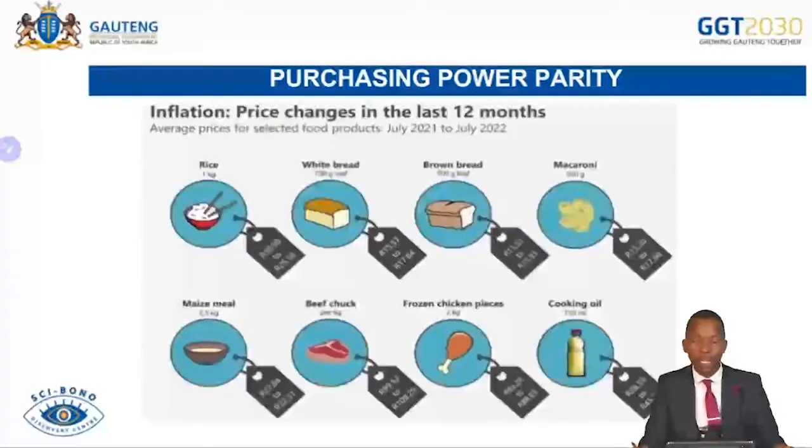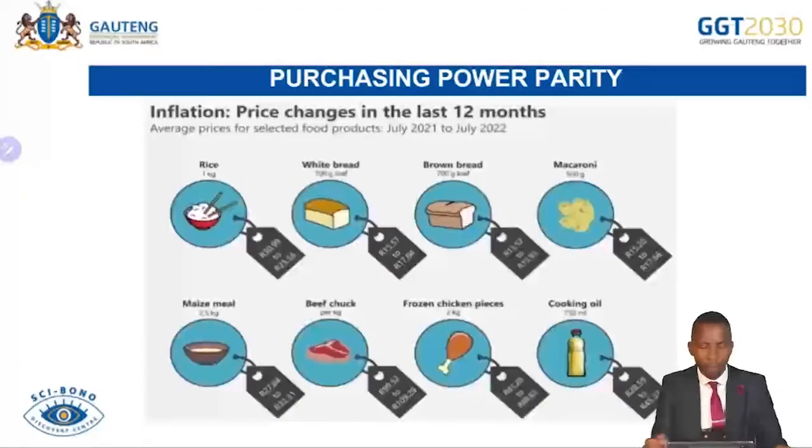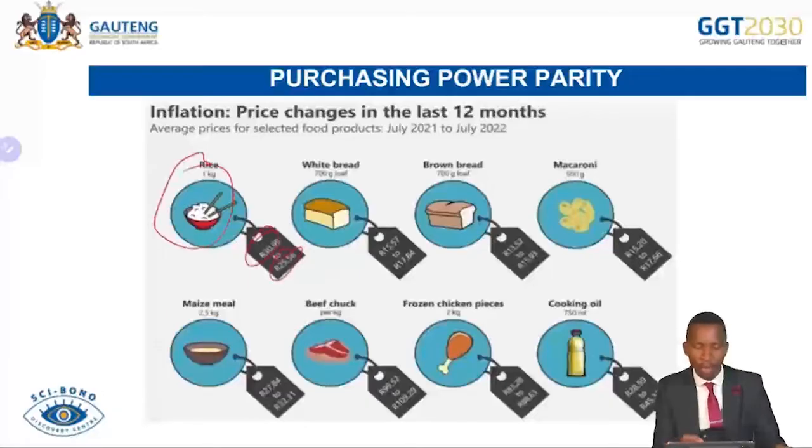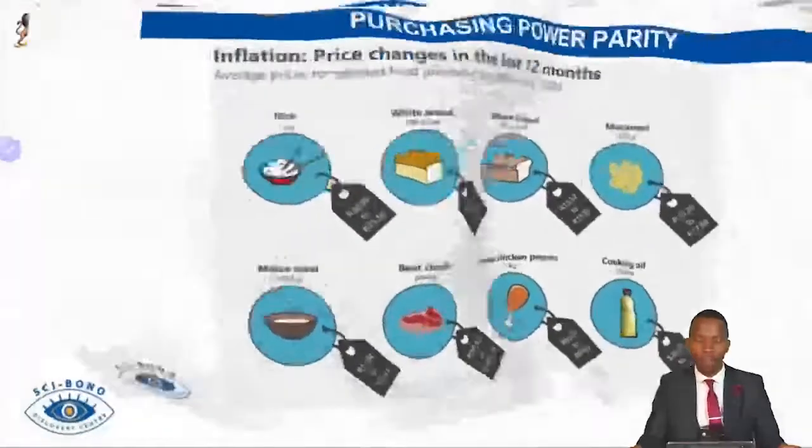So this is an image indicating the change in purchasing power parity. On the first image here, we have rice at 1 kg being 30 rand 99, increased from 25 rand 56 to 30 rand 99. And then we have white bread, 700 gram. It was 15 rand 57, now 17 rand 84. So prices keep on changing from a lower to a higher amount, resulting in people not affording those goods and services with the similar amount they used to purchase with. So we call that the purchasing power parity.